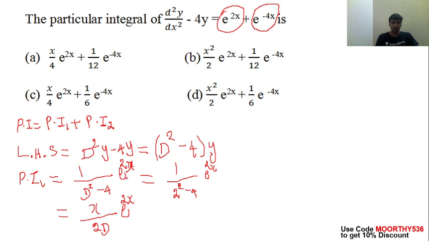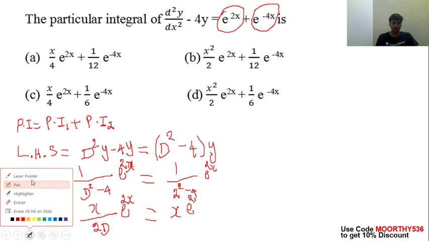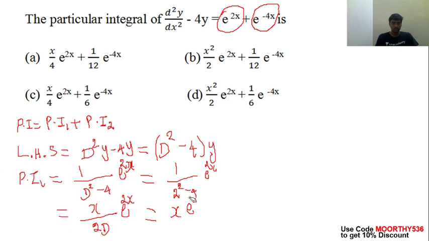Now 1 divided by D stands for integration. Then integrate: PI1 is x into e power 2x divided by 4. This is particular integral 1.